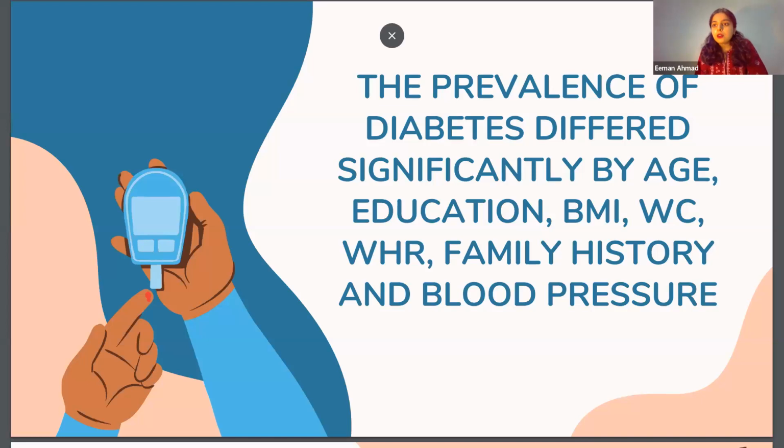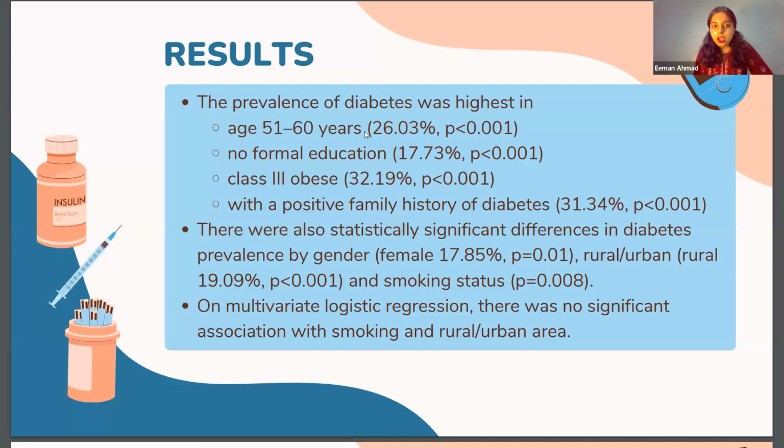Okay. So this is something that the chi-square test tells you. The prevalence of diabetes differed significantly by age, education, BMI, WC, WHR, family history, and blood pressure. So these are the variables which were significantly associated with diabetes. And the prevalence of diabetes was highest in ages 51 to 60, in people who had no formal education, in people who were rendered to be class 3 obese, and people who had a positive family history of diabetes.